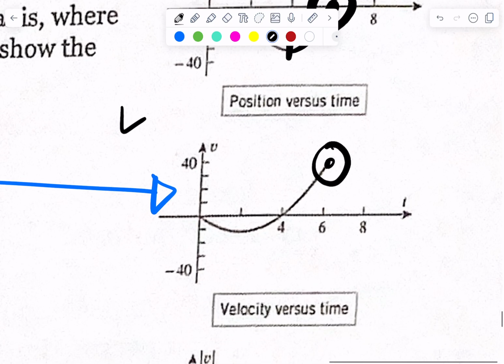Now, I think you go slower when you go up. Wouldn't you go faster going down?